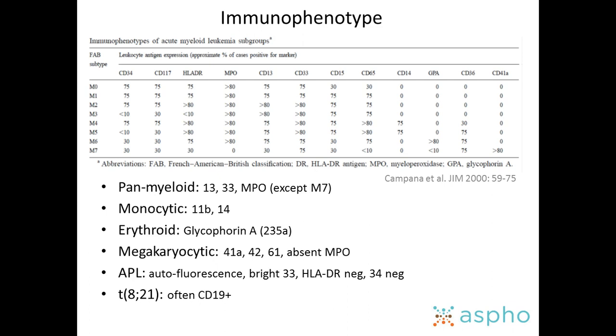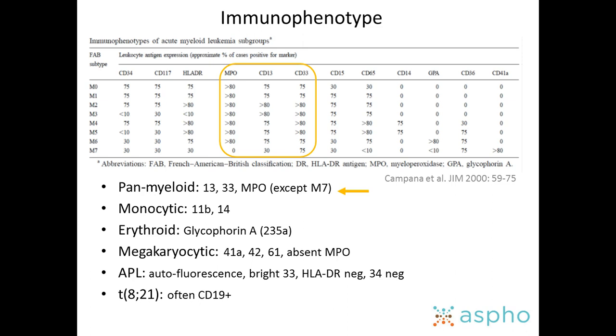So the first thing is, what markers would you consider pan-myeloid? In other words, these are markers that are expressed on virtually all subsets of AML. And those are these three: MPO, CD13, and CD33. So other than M7 AML, the platelet form of AML, which doesn't express myeloperoxidase, all other cases express myeloperoxidase, CD13, and CD33.